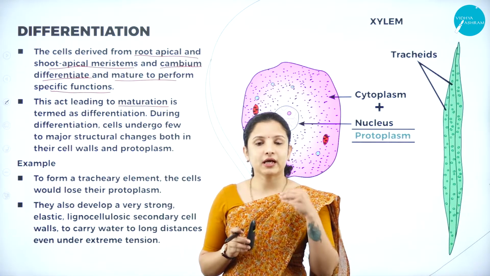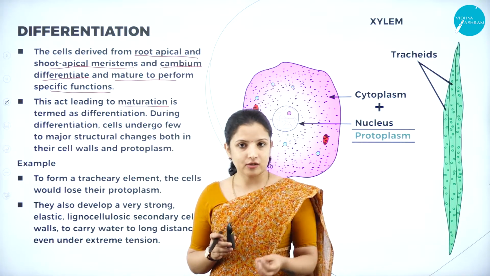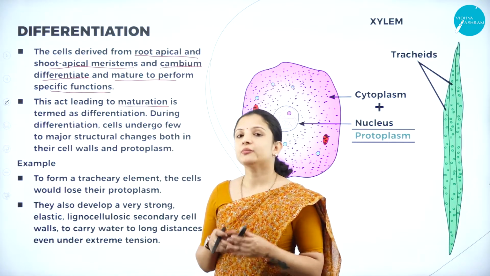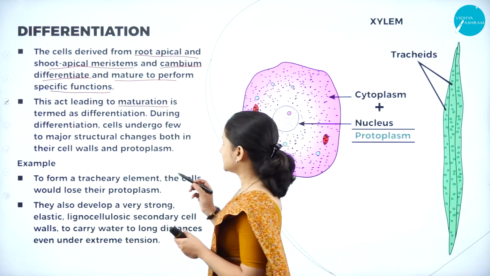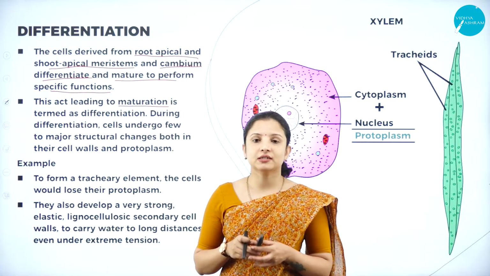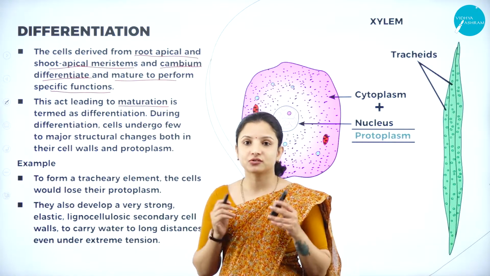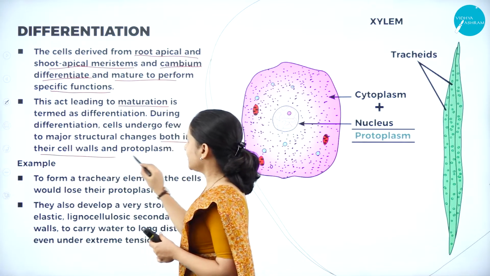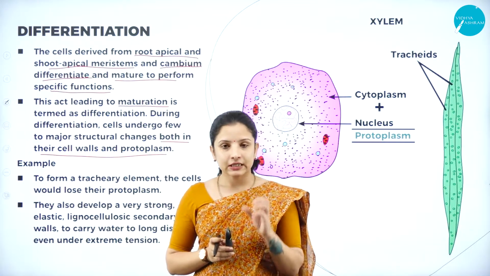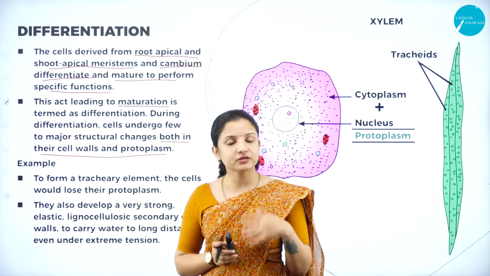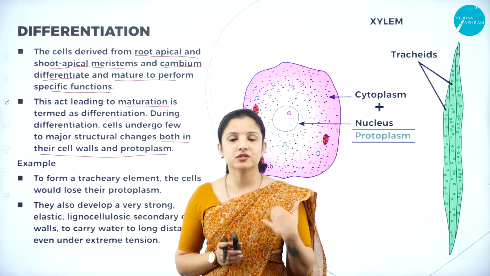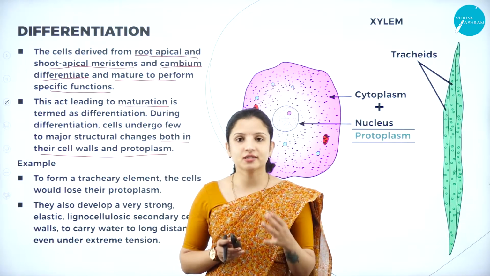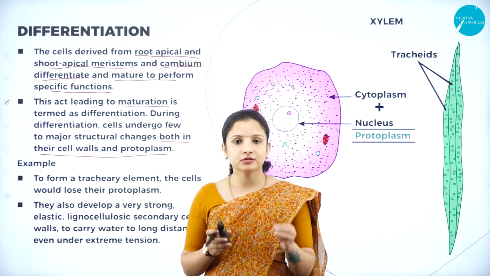So the cells would have divided, they would have undergone elongation, and once they undergo elongation, they undergo maturation. That particular process is nothing but differentiation. And during differentiation, the cells usually undergo major structural changes both in their cell walls as well as their protoplasm. Why? Because after maturation, of course, they will undergo certain structural changes because of the organelles present in them, because of the depositions that occur in the cell walls and also the protoplasm.